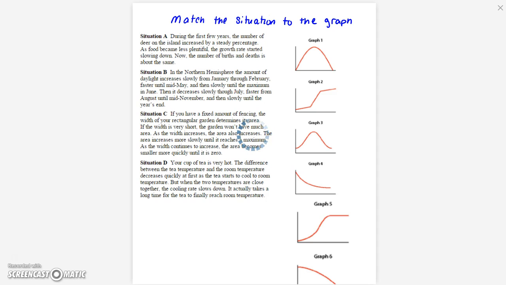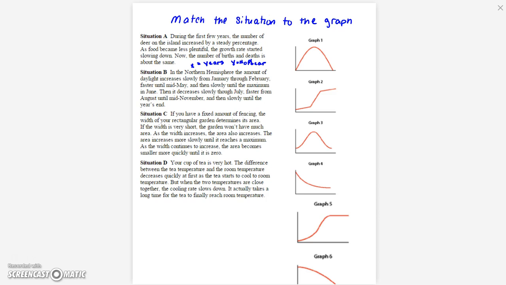So this is going to have the independent variable, the x for this one, is going to be years, right? And the y will be the number of deer. The number of deer. So at first, the number of deer on the island is increasing by a steady percentage.